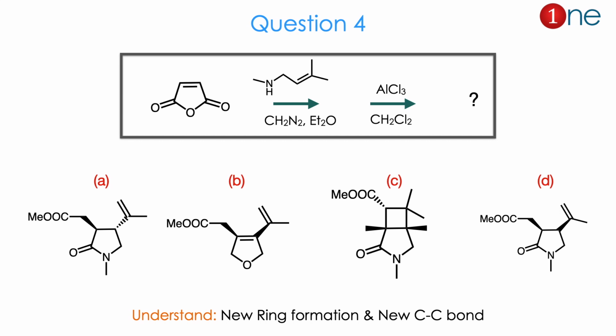Then question number 4. The starting material is a kind of maleic anhydride. It contains a diketone, a lactone kind of architecture. Then you are using the amine with alkene groups. Then you are using CH2N2 and Et2O. In the next step you are using the Lewis acid AlCl3 and solvent dichloromethane.